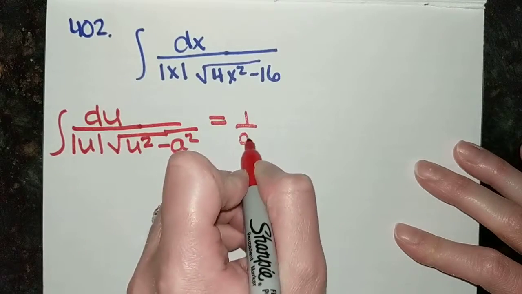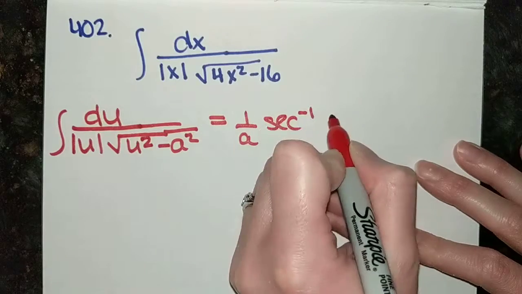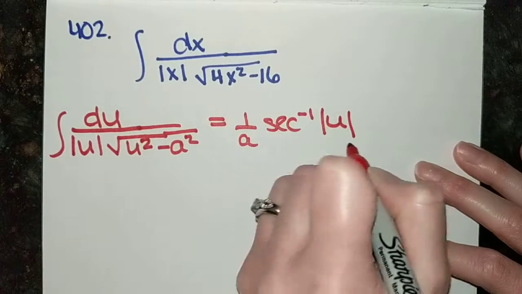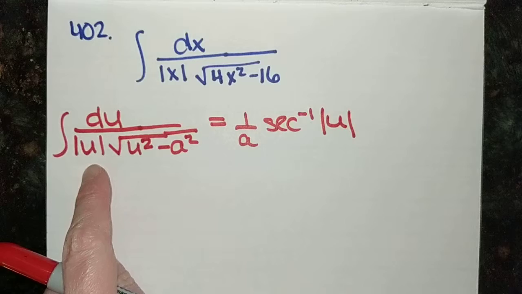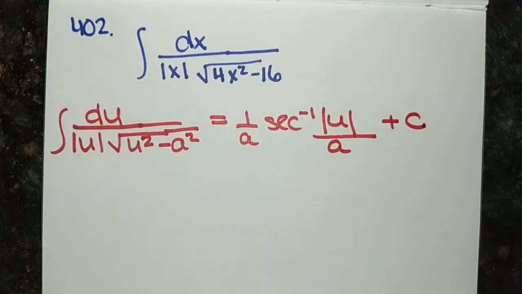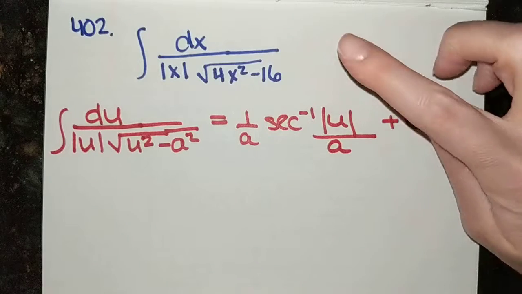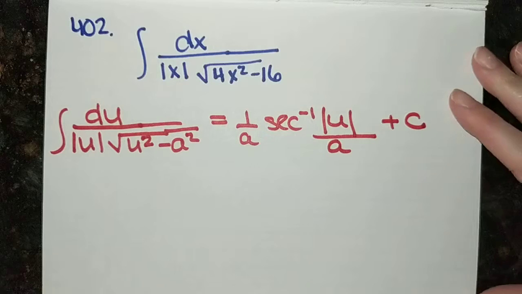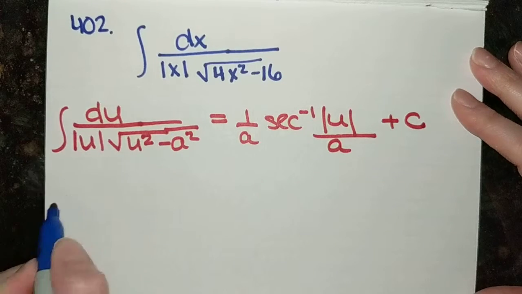and that's equal to 1 over a secant inverse u, and that u is in absolute values just like it's in absolute values here, over a, plus c. All right, so we have to spend some time talking about the a, the u, and all that fun stuff. So the first thing that you're going to do is start off, and I'll write this kind of big here.